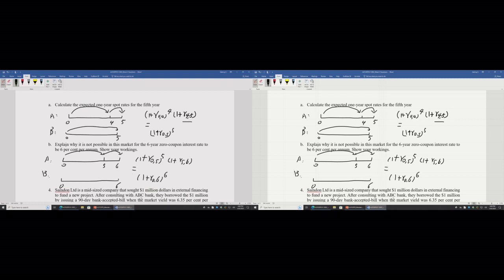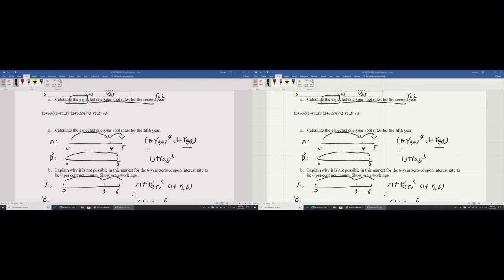Right? So if we assume the 6-year zero coupon interest rate is 6%, and we have R05 as 7.54%, you're able to calculate R56, which is the 1 year spot rate for the 6th year. If you plug in the numbers, you will find that R56 is a negative number, which is not possible in the real world. So that's why it's not possible to have a 6-year zero coupon interest rate of 6%.